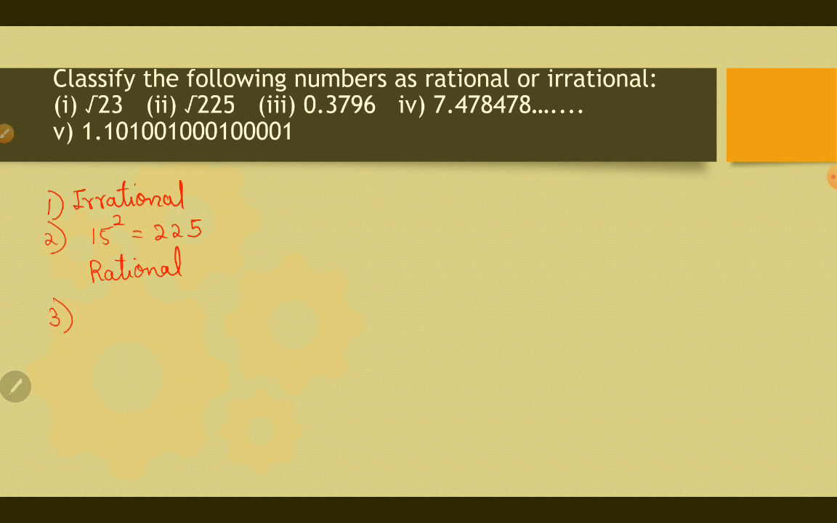Third, 0.3796 is a terminating decimal. Hence it's rational. Fourth, 7.478478... is non-terminating repeating. So hence it's rational. The last one is 1.10100... Hence it's irrational because it's non-terminating, non-recurring.